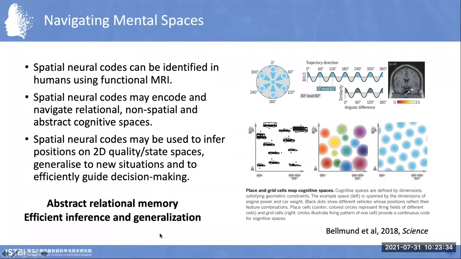So to summarize what we know so far is that the spatial neural codes can be identified in humans using functional MRI, and the spatial neural codes may encode and navigate relational, non-spatial and abstract cognitive spaces. And spatial neural codes may be used to infer positions on a 2D quality or state space and generalize to new situations and to efficiently guide decision-making of the participants. So the two things that we should recognize here is that one of them is the abstraction of this relational memory that goes beyond a physical environmental space, but also the efficiency in which this space might be utilized for making inferences and generalization at the same time. Right?